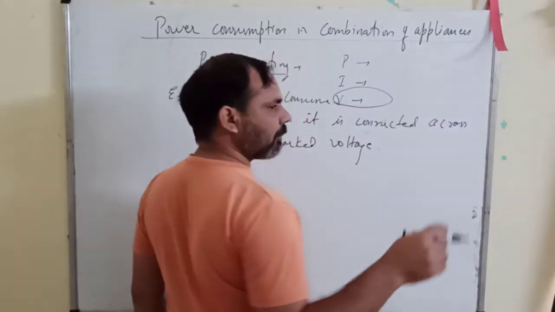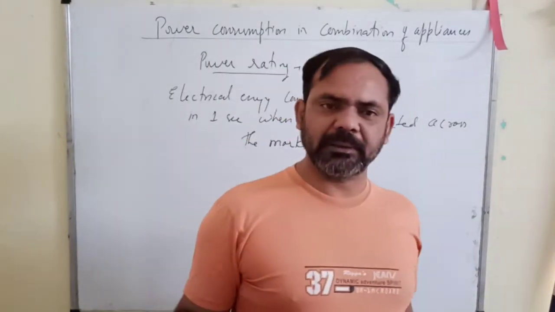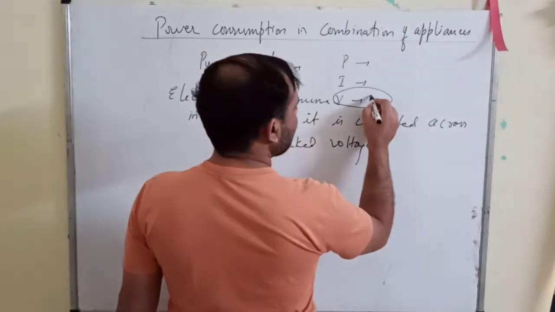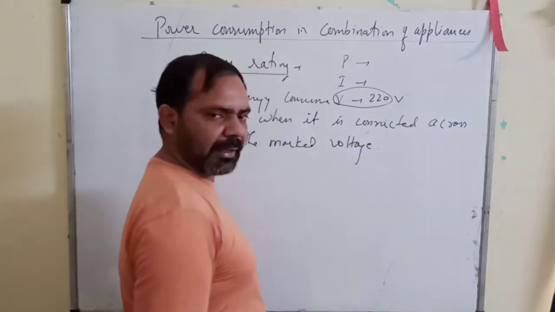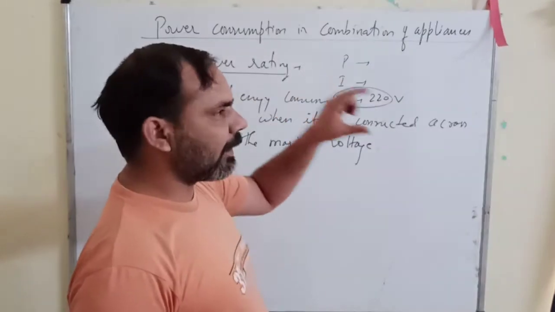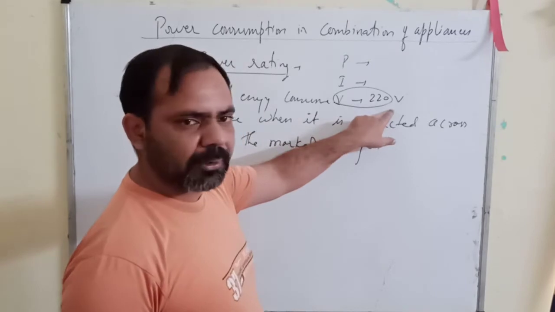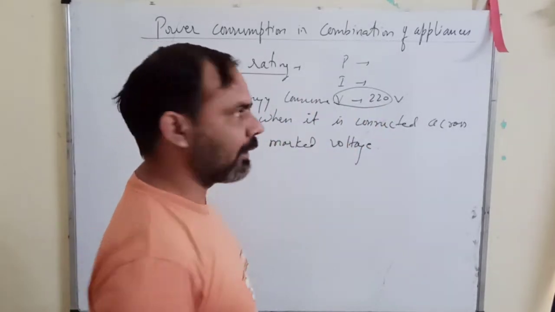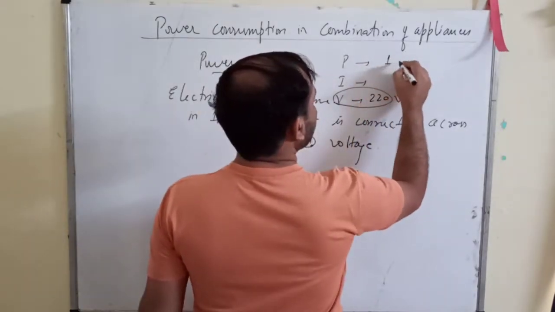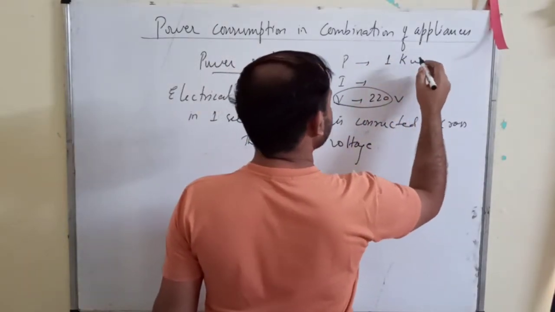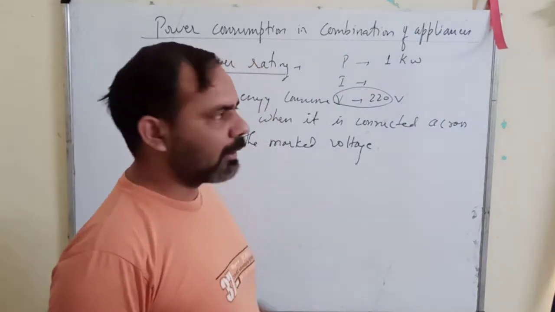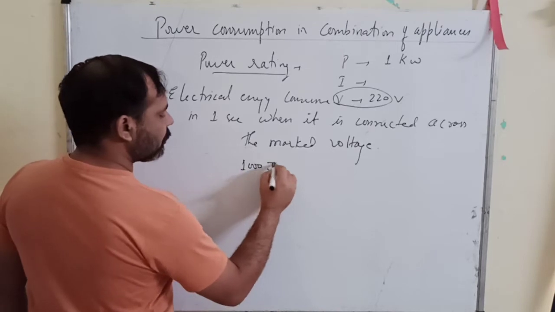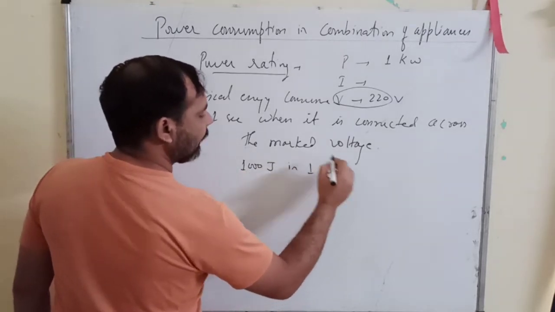Suppose, whenever you purchase an electrical appliance, you can always check that there will be a strip. If suppose 220 volt is marked on it, then it means that when you connect that appliance across 220 volt, then how much electrical energy it will consume in 1 second. If suppose the power is 1 kilowatt, then it will consume 1000 joules in 1 second.